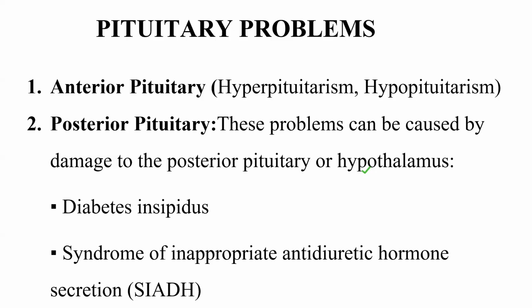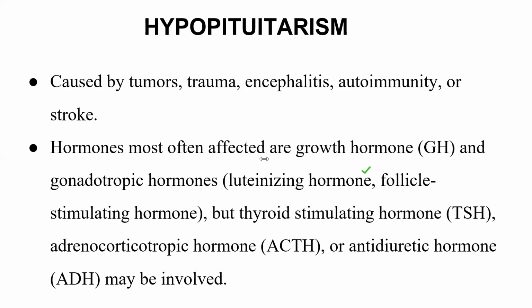So anything that has to do with the anterior pituitary gland, the problem is going to be either hypopituitarism or hyperpituitarism, okay? But for anything that affects the posterior pituitary gland, the problems are usually diabetes insipidus or SIADH, that is syndrome of inappropriate antidiuretic hormone. So now let's take hypopituitarism, that's a problem of the anterior pituitary gland, okay?